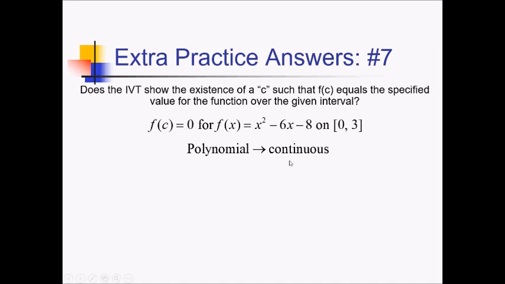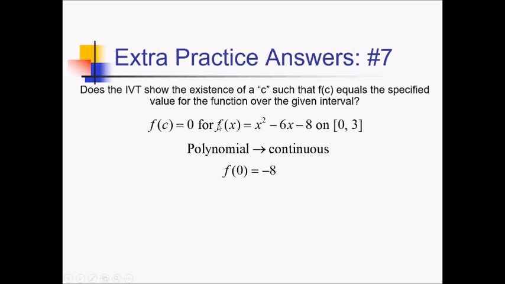This is a polynomial. F of x is a polynomial, which is known to be continuous with no proof needed. So next we move on to showing that the value we're looking for, this 0 right here, is between the beginning and ending y values for this function on this interval. So we need to figure out what f of 0 is, the beginning y value. That's going to be zeroing out everything here except the -8. So -8 is my f of 0.